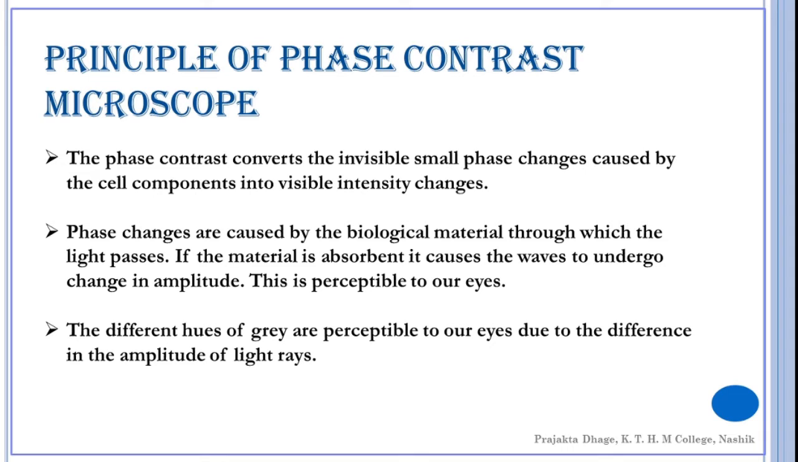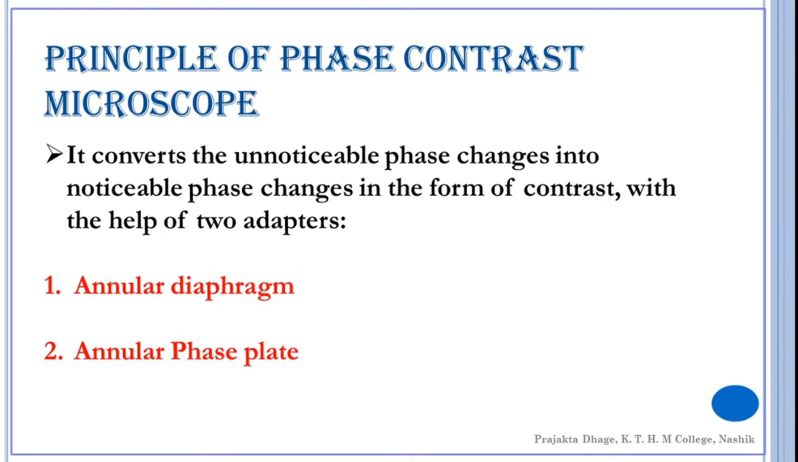Change in refractive index is also directly proportional to the thickness. Our eyes are able to notice the changes in amplitude which are perceived in the form of hues of grey. Okay. Living cells in general do not absorb light rays, but the cells and their components do show phase changes. The value of the phase change is 1/4 the wavelength of the light. This phase change is not noticeable to the human eye.